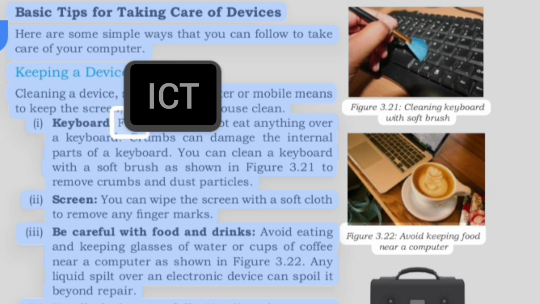Keyboard. First, we should not eat anything over a keyboard. Crumbs can damage the internal parts of a keyboard. You can clean a keyboard with a soft brush as shown in Figure 3.21 to remove crumbs and dust particles. Screen. You can wipe the screen with a soft cloth to remove any finger marks.